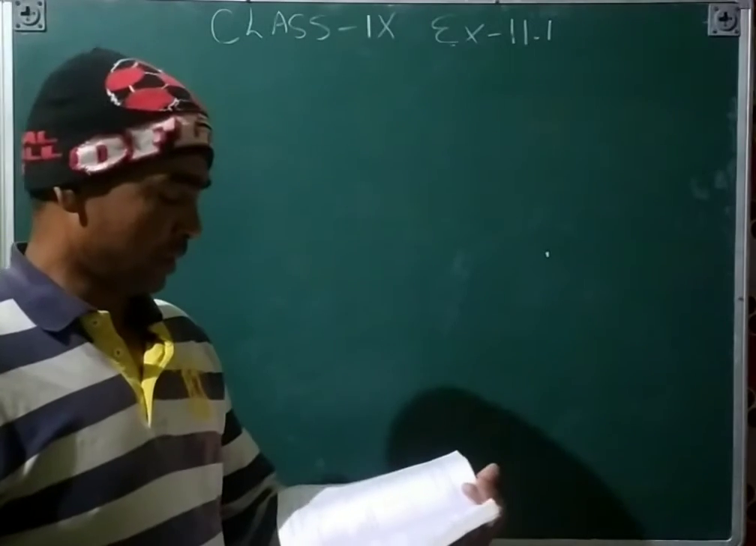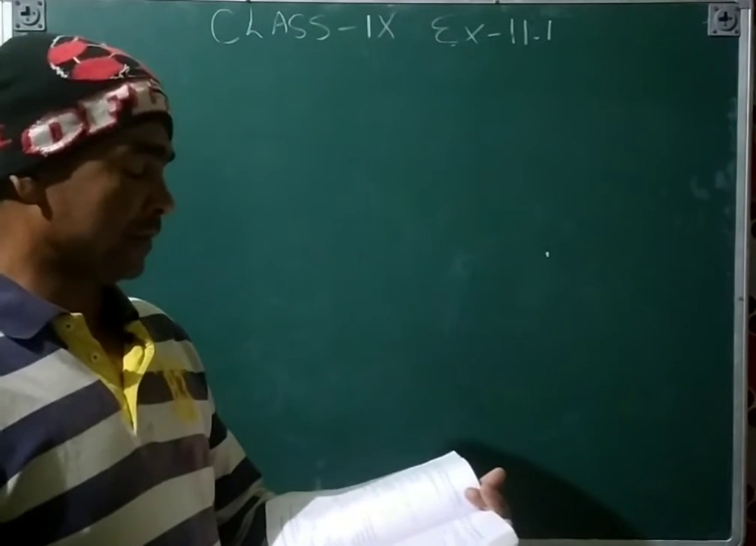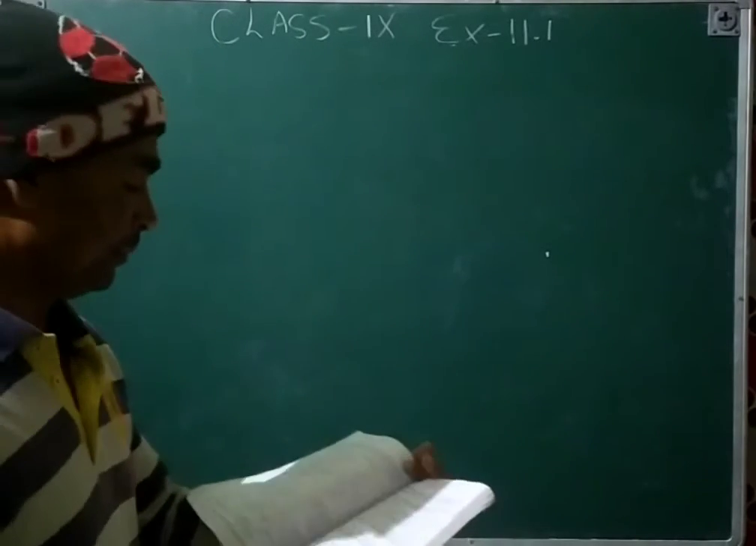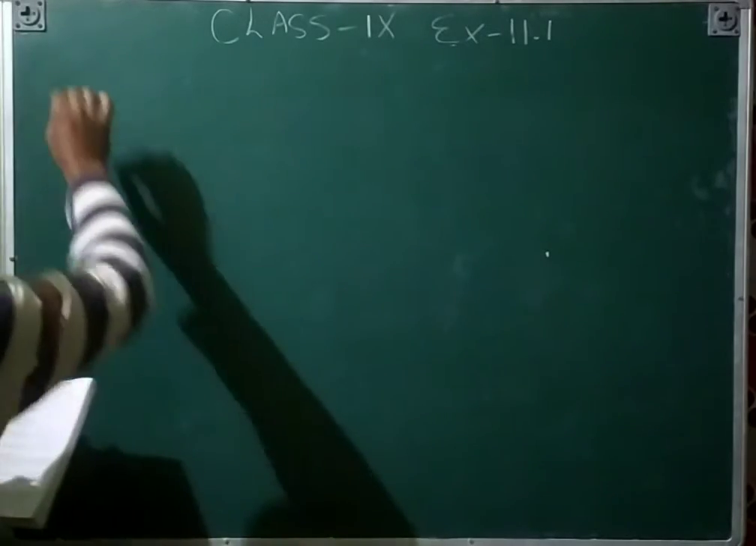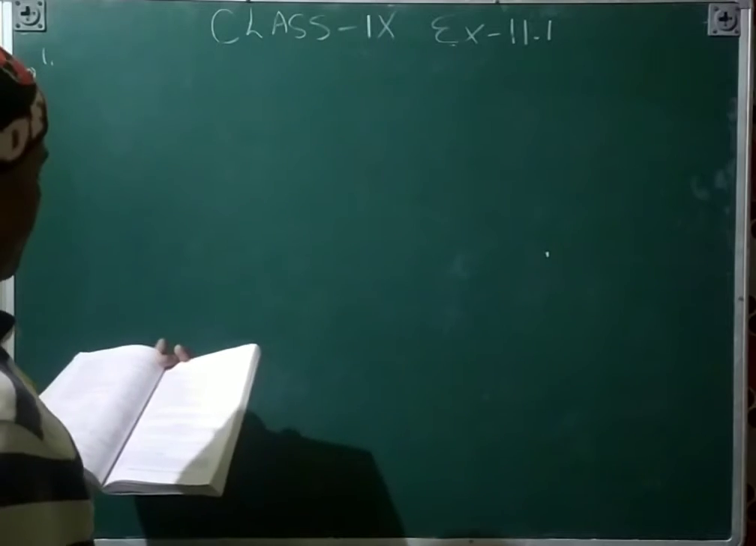Today we are looking at 11.1. It means the 11th chapter, Construction. Construction means we will construct angles and triangles. So the first question is: construct an angle of 90 degrees.